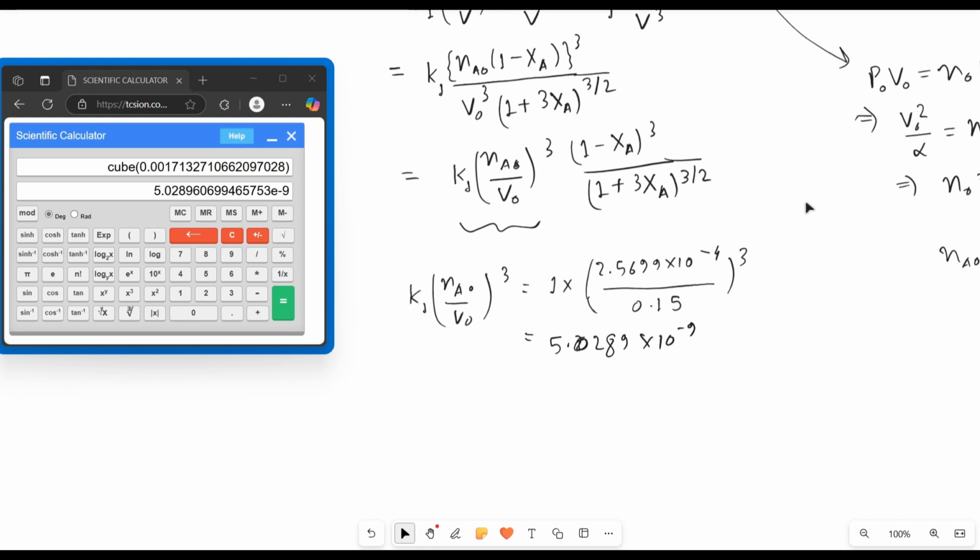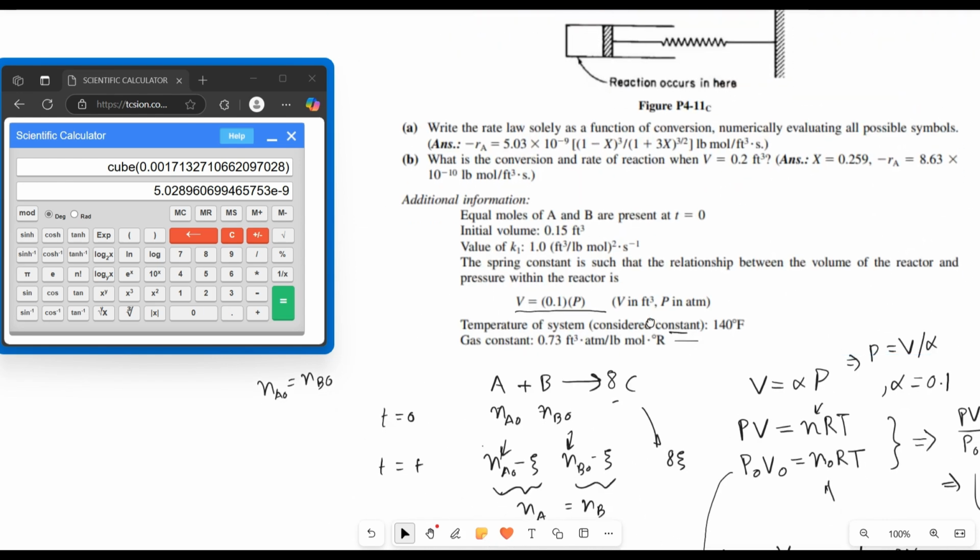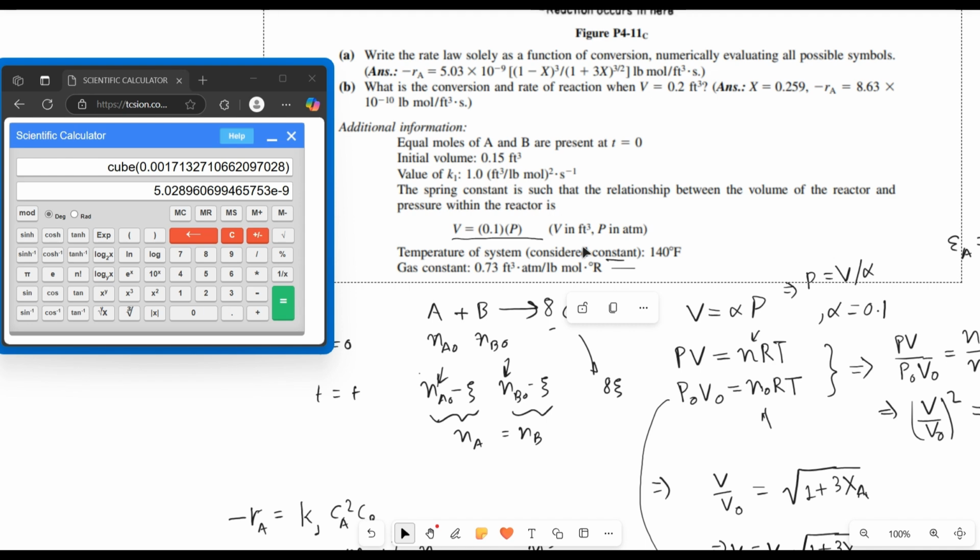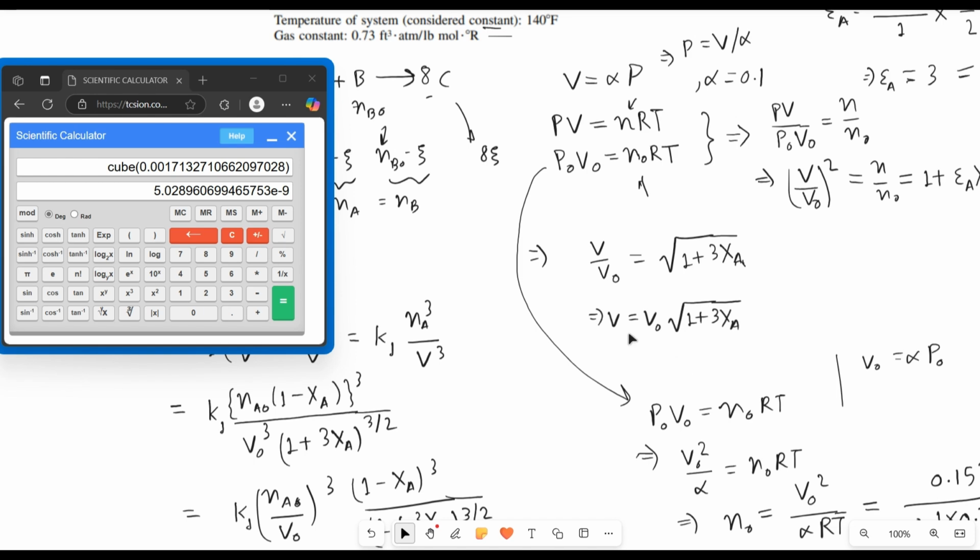So the rate expression is 5.0289 into 10 to the power minus 9 times 1 minus xa whole cubed over 1 plus 3xa whole to the power 3 by 2. Now to proceed with the second question: what is the conversion and rate of reaction when V is 0.2 feet cubed?